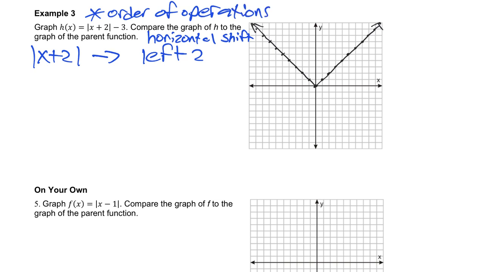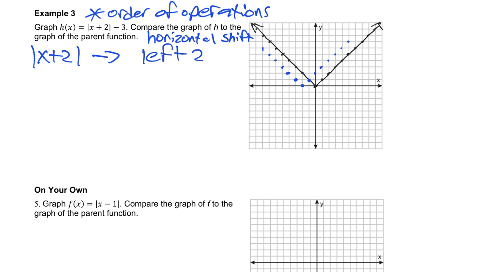So left 2. Every point I'm going to go left 2. If I look at the vertex and I go left 2, I'm going to end up at (-2, 0). And the next point I see, I'm going to go left 2, left 2, left 2, and I'm going to keep doing those. Left 2 from all the points on the right. So here is the first movement. I went left 2.